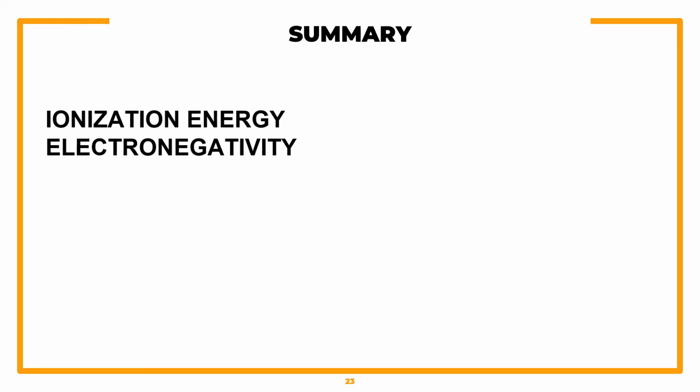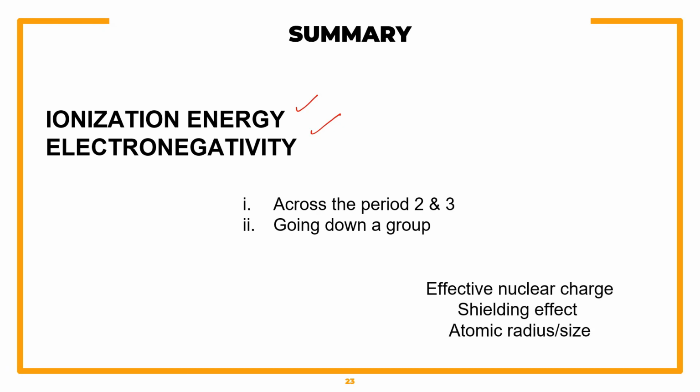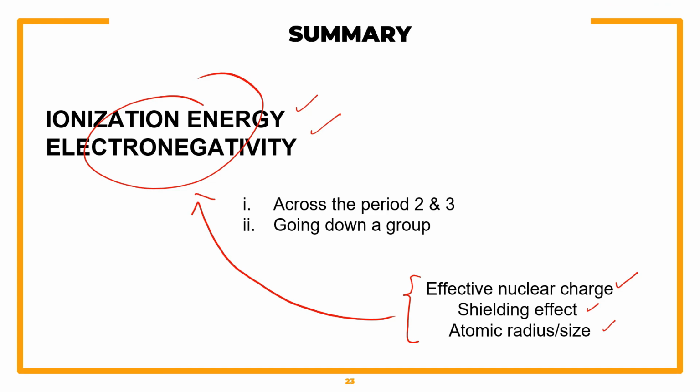So for the summary, we have discussed the trend of ionization energy and electronegativity for the case across period 2 and 3 and going down a group. And we have used these three factors: effective nuclear charge, shielding effect, and atomic size in explaining the trend in ionization energy and electronegativity. So please do your self-revision once again to make sure which factor we should use in explaining these two trends, ionization energy and electronegativity.